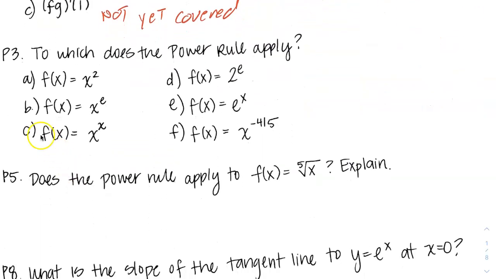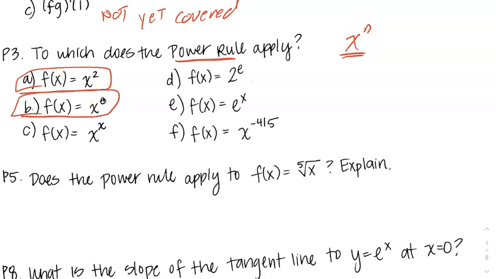Okay, to which of these does the power rule apply? So now remember the power rule works with the power function. The power function is a variable to a number power, to a constant. So that's what we're looking for. We're looking for a variable to a constant. Well, the first one, the perfect example. B, same idea. e looks scary, but it's just a number. It's 2.71 blah, blah, blah. So that's also power rule.